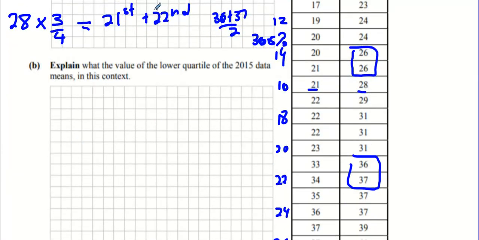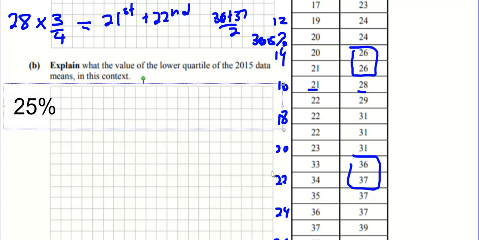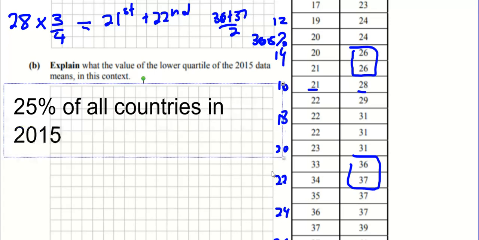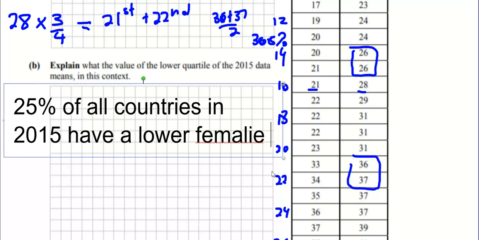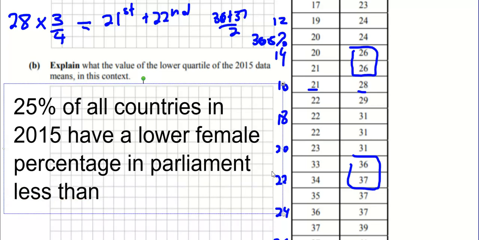Okay, so here's what we're expecting now. I'll just type this in. What does it mean? 25% of all countries in 2015 have a female percentage in parliament less than 19.5%. Okay, that's it.